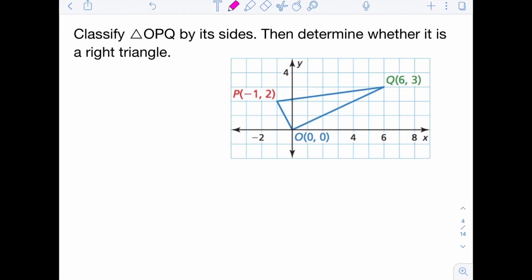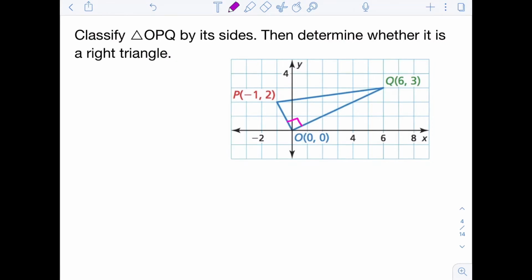So the angle that looks pretty right to me is this one right there. But we have to prove that it's a right angle. So to do that, we have to look at the intersecting segments. So we have to look at the slope of segment OQ and segment OP. And if those segments have negative reciprocal slopes, then we know that they're perpendicular and intersect at a right angle.